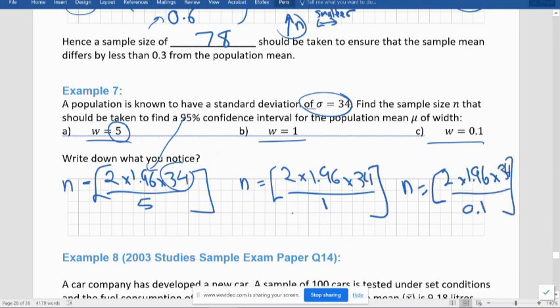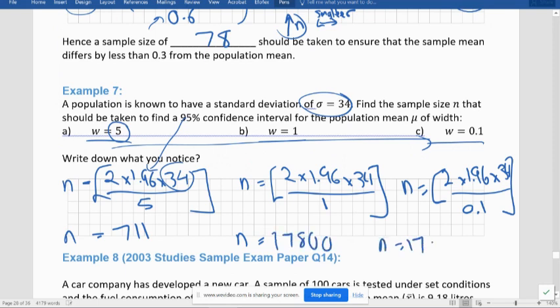So you can see here, gradually we're making the width smaller, which sounds good. If we could make the width smaller of our confidence interval, we could be more happier with our prediction, couldn't we? However, if you look at the n value, the n value there is 711. Look at the n value here. So this answer will be that. And look at the answer for this one.